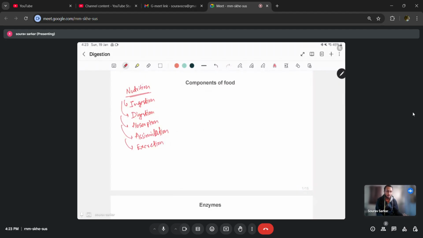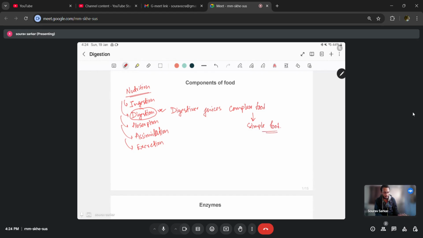So all of these portions are there in the case of nutrition, and right now I am going to talk about the steps of digestion, mostly how juices are going to help to break down complex food products into simple food.